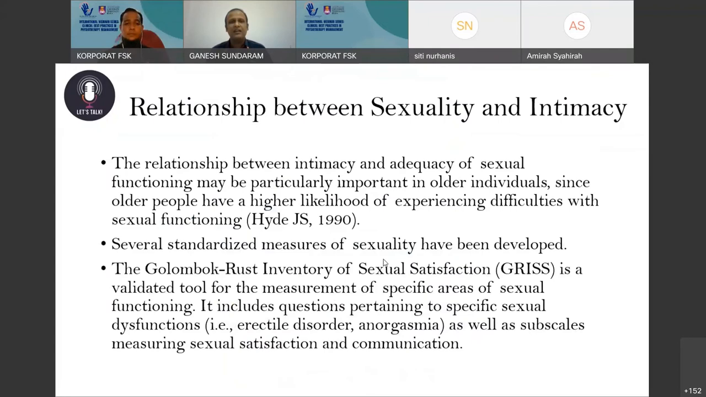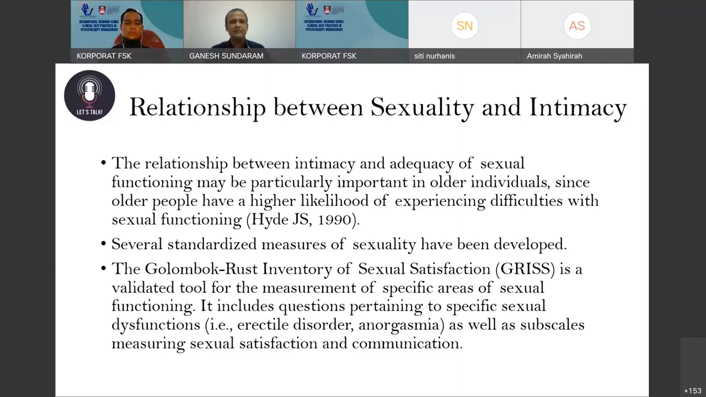And the relationship between sexuality and intimacy. Sexuality is not about a physical relationship. It is about intimacy. It is about touch. It is about a hug. So we have a lot. So do not think only about a physical relationship. This is something we can talk about with our patient in a geriatric assessment. We do have a specific scale, the Golombok Rust Inventory of Sexual Satisfaction. It is a validated tool we can use for our assessment. This is for your idea.